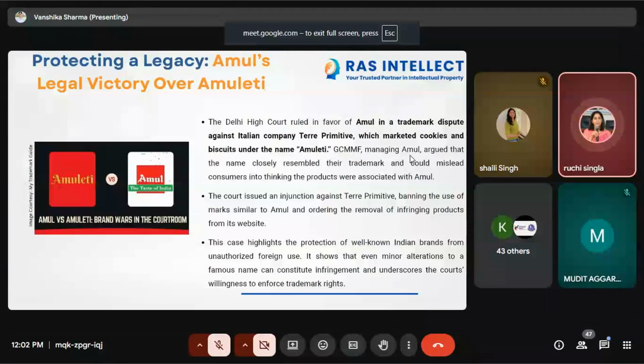So the court favored Amul in this, and Emulati had to change the logo. This is known as a brand war in the courtroom, where Emulati had to renounce this logo because the decision was passed in favor of Amul. Next slide, please.